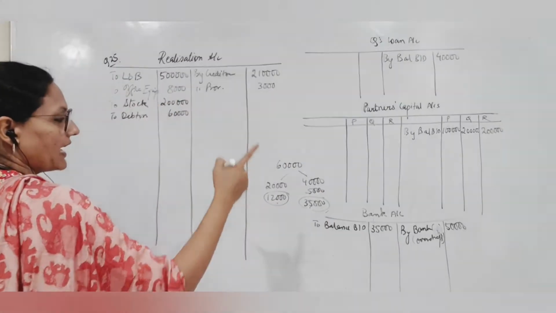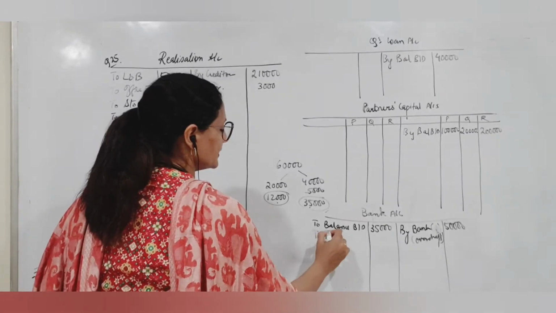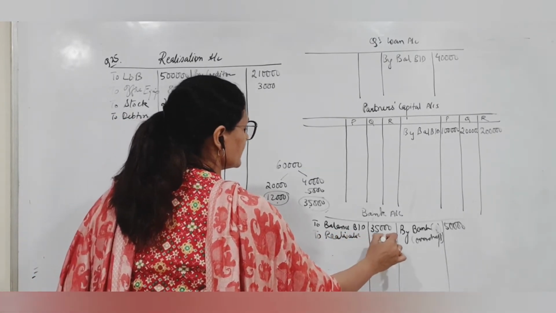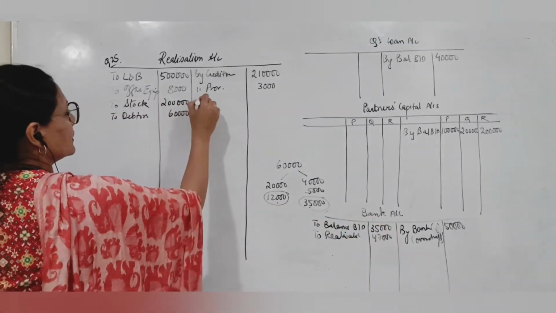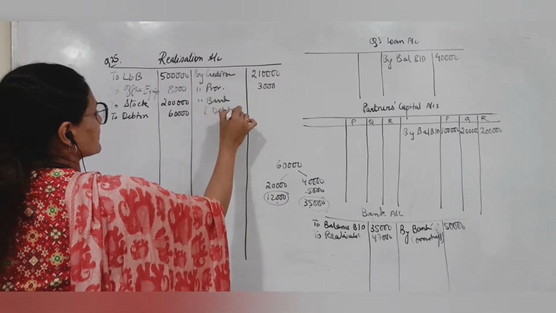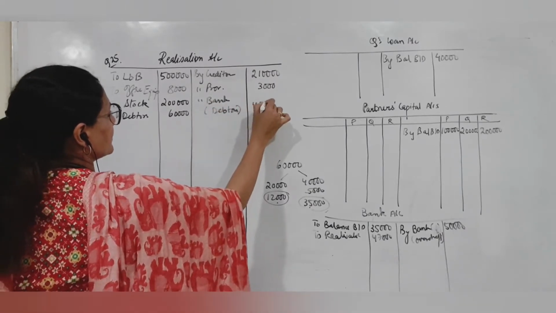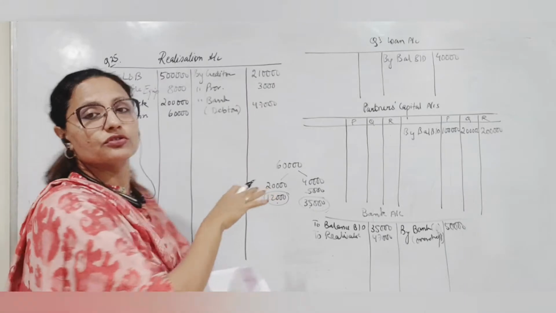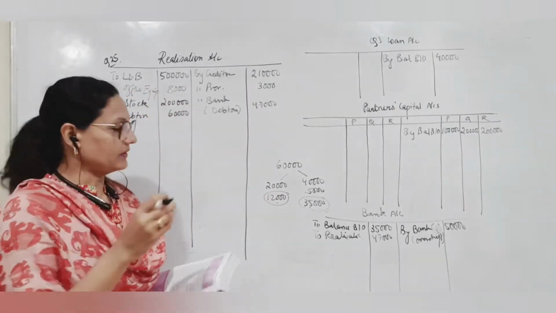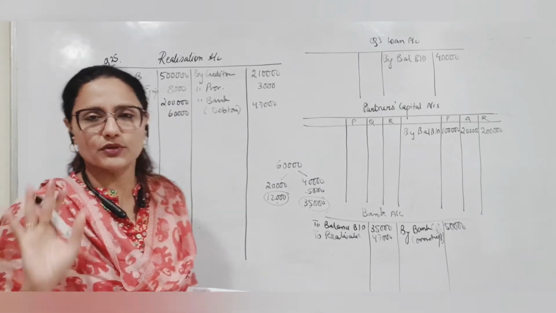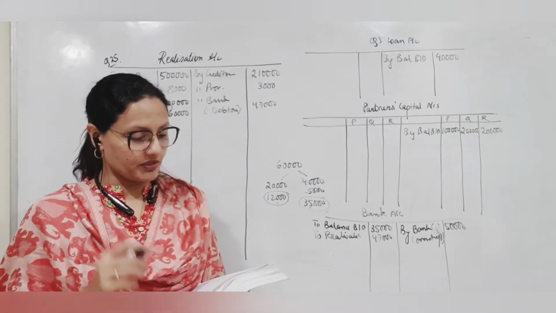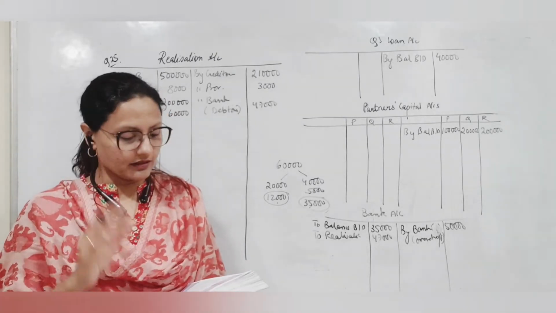Entry for that: bank account debit to realization. 47,000. By bank, this is for debtors, 47,000. Somewhere you should show this working also. Or if you want, you can show it here also in bracket, 12,000 plus 35,000. Good enough. You should show how this 47,000 has appeared. So I hope this is clear.